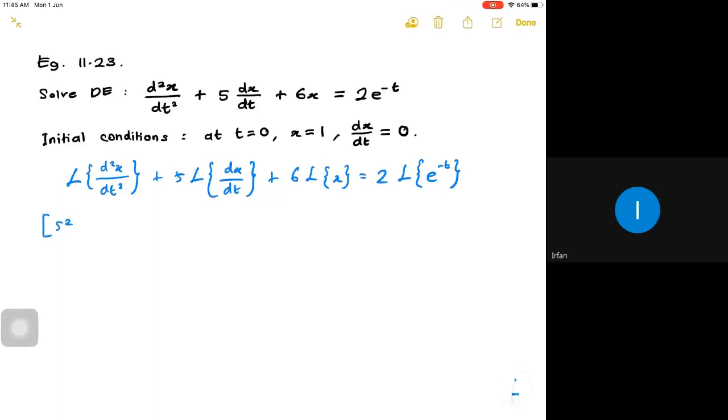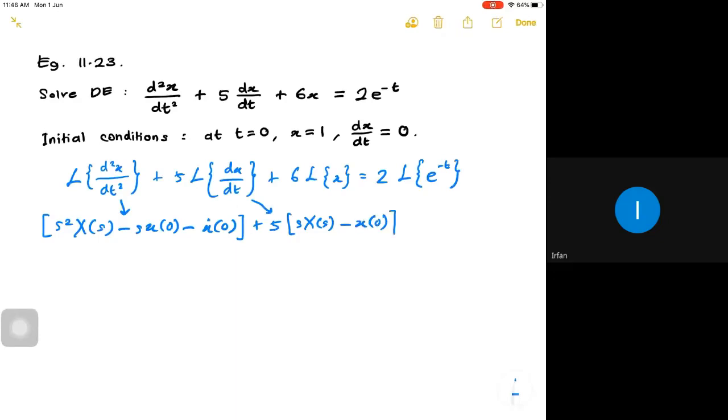S squared X. Since the function is small x, I replace it with big X, because that is in the S domain after the transform. The Laplace transform minus s times small x in the time domain at 0, and x dot, the rate of x, at time 0. So that one is from here, from this one, and for the second part we put the 5 at the side as X. So that is the Laplace transform minus x 0.